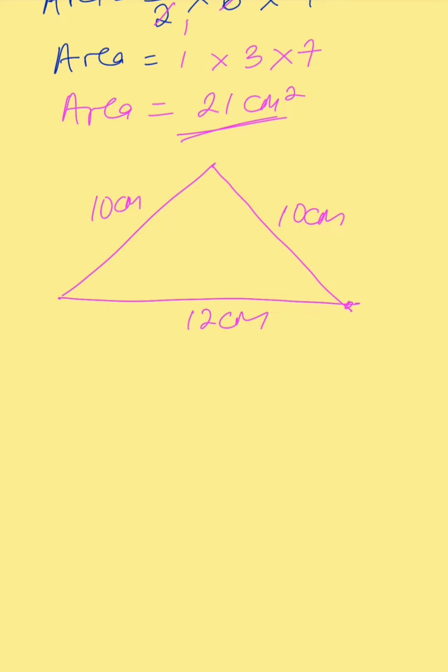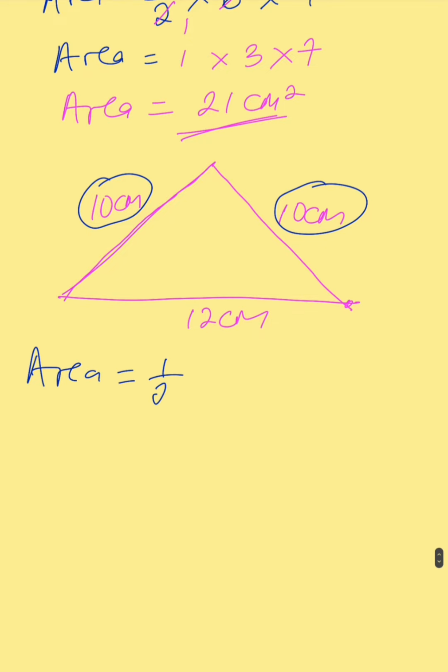Understand that these two 10 centimeters are not the height of this triangle. This is not the height. This is not the height. Height is always straight and upright. But these two lines that are 10 cm each are just the slant height. They are not the height of the triangle. So it becomes almost difficult to get the area of this particular triangle, because area is half times base times height. But there is a solution.